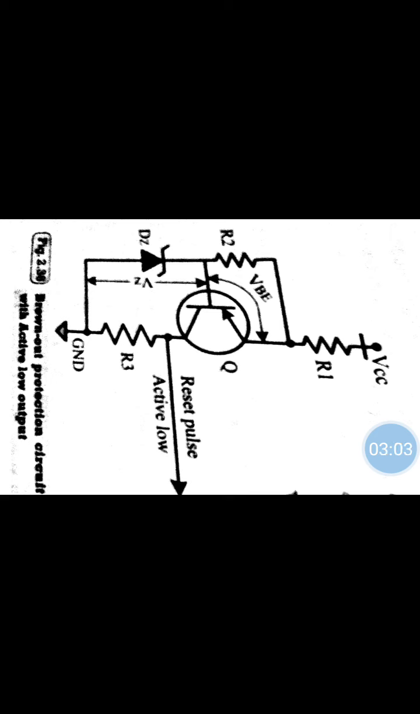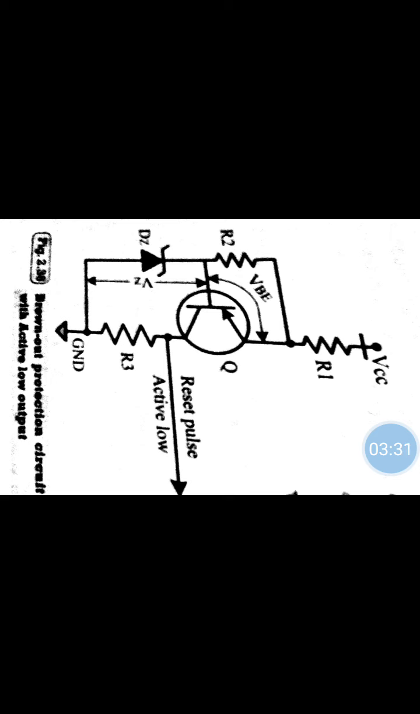It contains a Zener diode, transistor and different resistors. You can look at it, you are having R1, R2 are the resistors, DZ is the Zener diode, you are having a transistor Q, right? R3 is one more resistor which is used. We are having supply voltage which is VCC. We have voltage across emitter and the base called VBE. We are having voltage across the Zener diode which is shown as VZ.